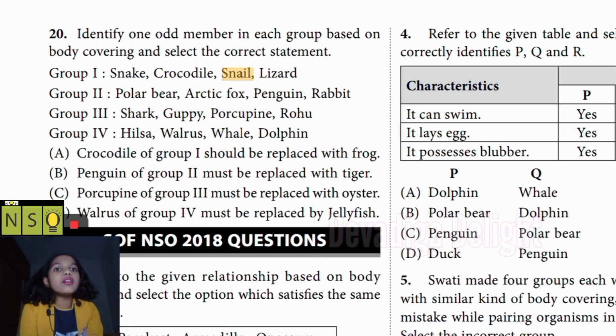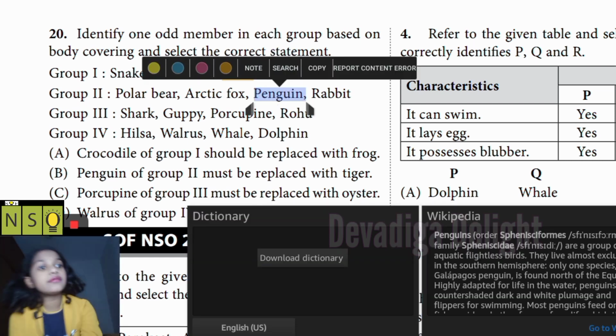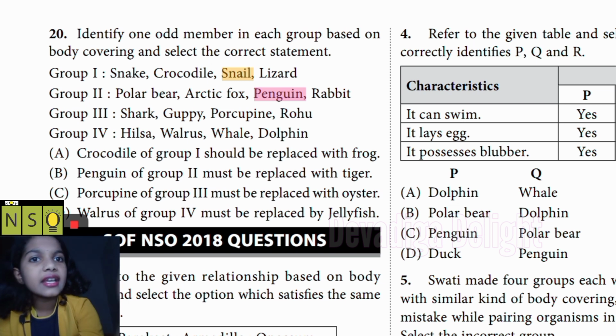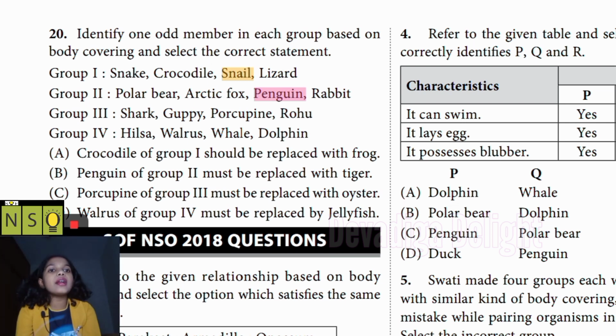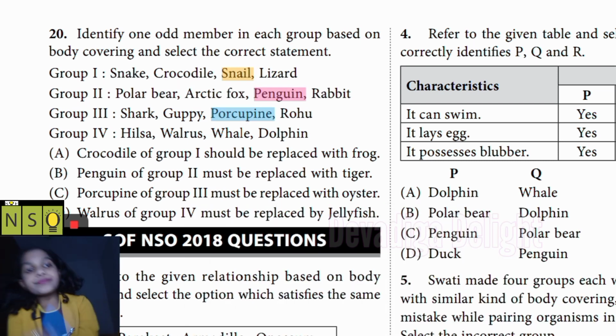Yeah. Now if you see group 2, polar bear, arctic fox, penguin, rabbit. So here polar bear, arctic fox and rabbit have fur as their covering, but a penguin does not have fur, but rather has feathers. Let's highlight it. And group 3, shark, guppy, porcupine, rohu. Shark and guppy have scales, while a porcupine has spines, making the porcupine the odd one out.